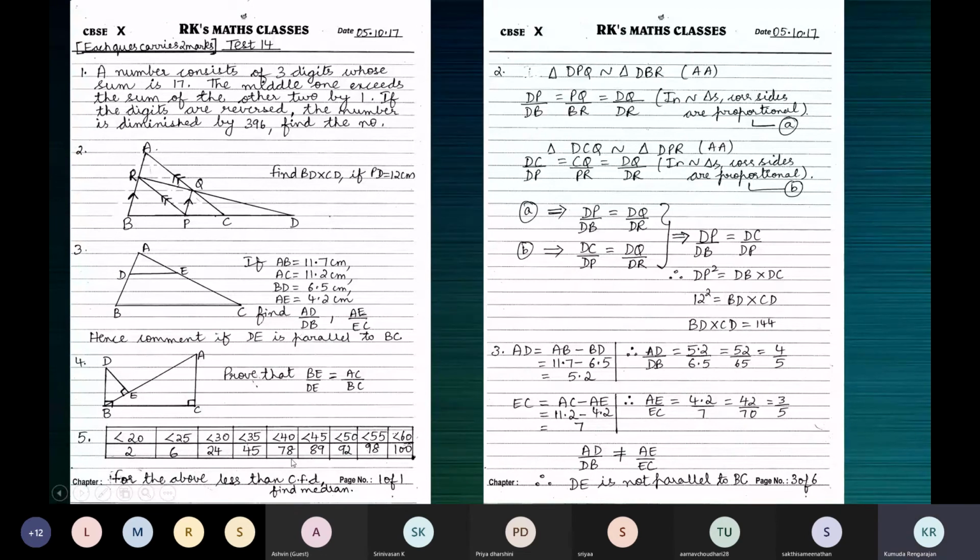Who can tell me the formula to find the median? Anybody remembers? Don't Google the formula and tell me, please. Recall from your mind. How do we find median? L plus n by 2 minus CF by F into H. Very good, yes. L plus n by 2 minus CF by F into H. All right.